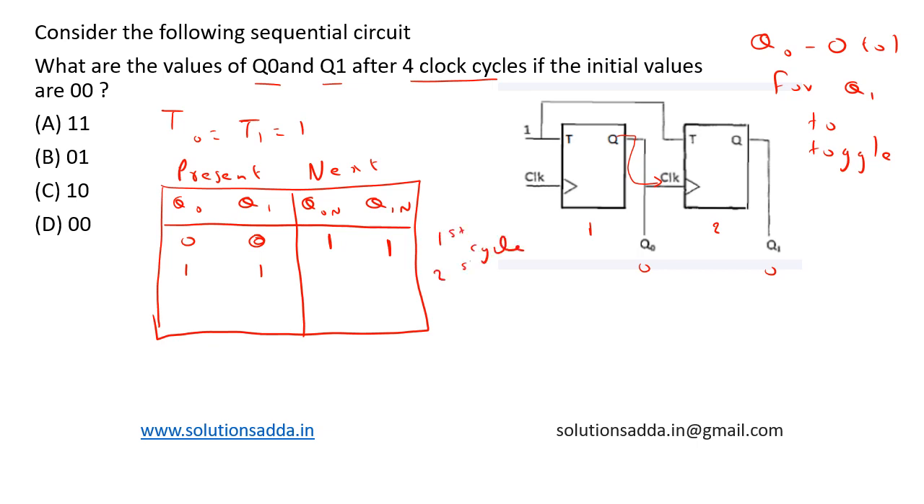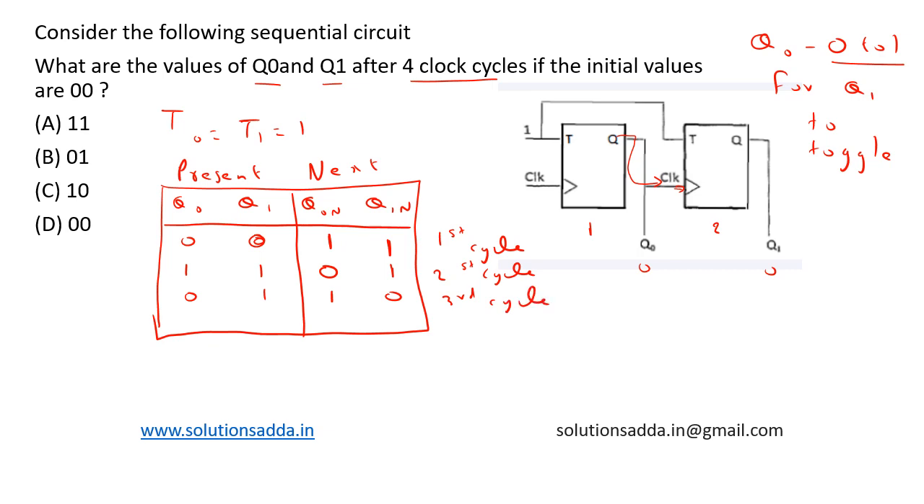Now for the second cycle, 1, 1 becomes, 1 gets toggled, so it becomes 0. Now this 0 is passed to the clock here, so there isn't a transition and the output remains the same. Now this becomes the input. This toggles from 0 to 1. Since there is a toggle from 0 to 1, the output of Q1 also changes from 1 to 0. This is the third cycle.